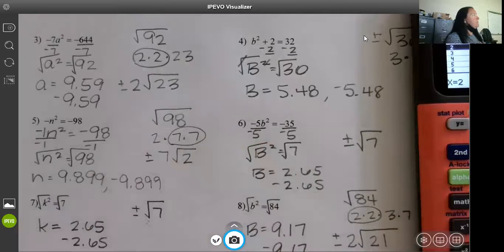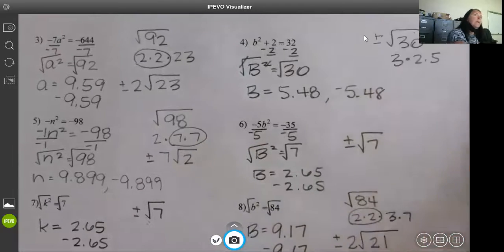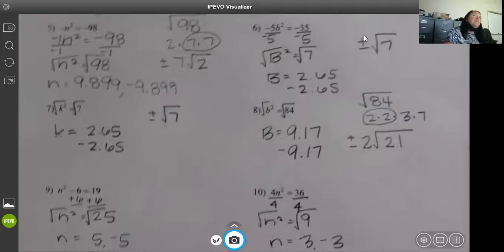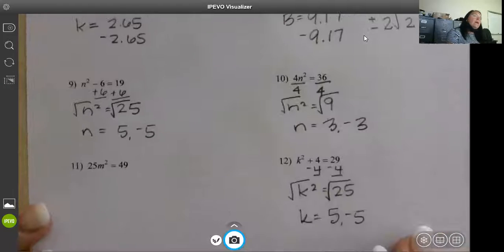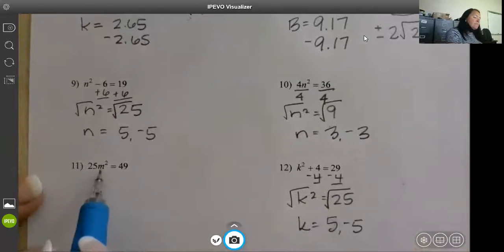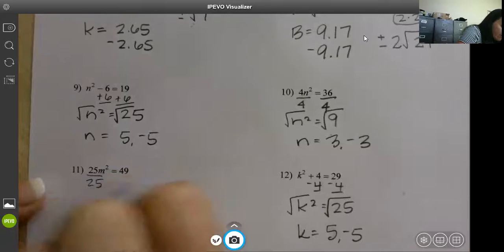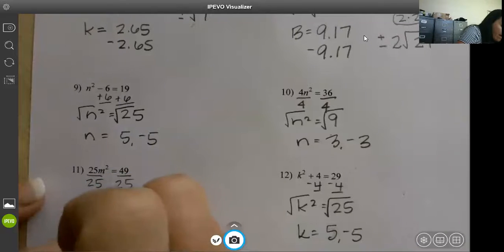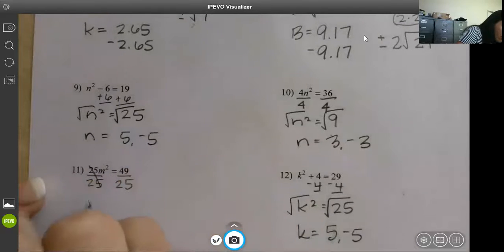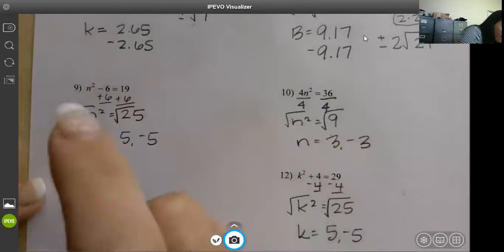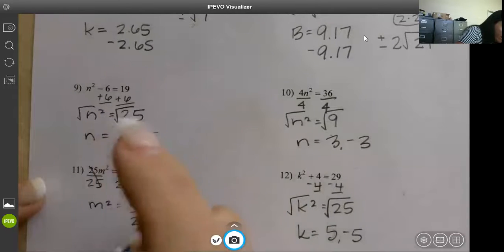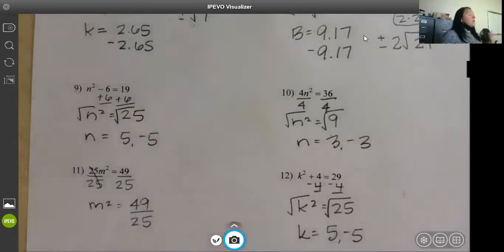Everybody good? All right. So on number 11, you won't have a ton of these. And again, if you put it in decimal form, you'll be okay. What do I need to do to get m squared by itself? Divide by 25. I know that 49 and 25 are both perfect squares. That means they'll both do that square root perfectly if I put them in my calculator.